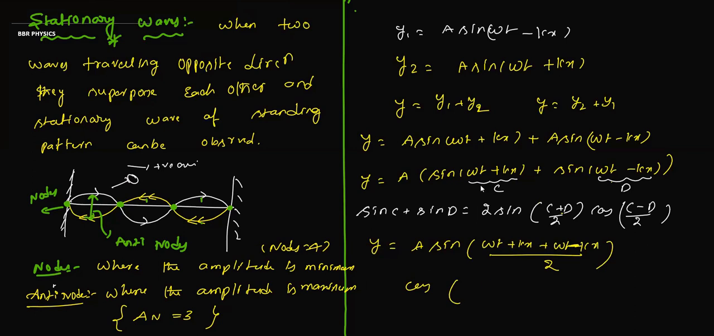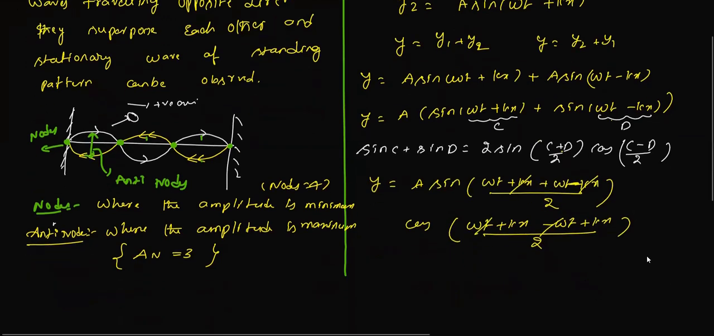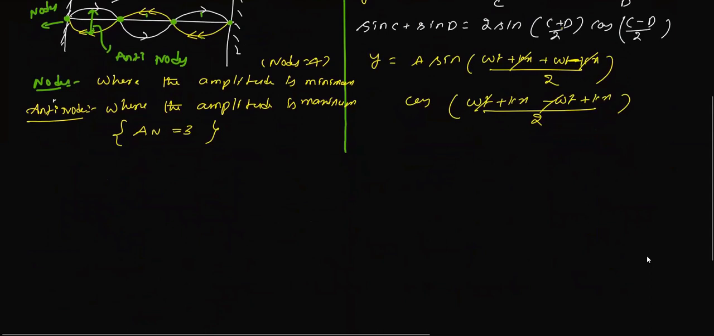C value is omega t plus kx. Observe carefully: minus D means the sign changes, so it becomes minus omega t plus kx, divided by 2. If you observe here now, plus kx minus kx gets cancelled, and plus omega t minus omega t gets cancelled. Then what did we get here? So we'll get like this. So what will we get?